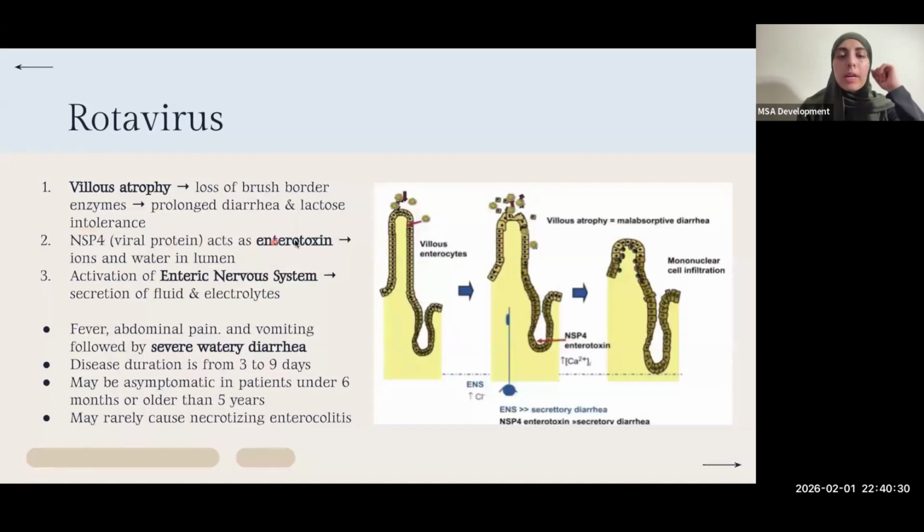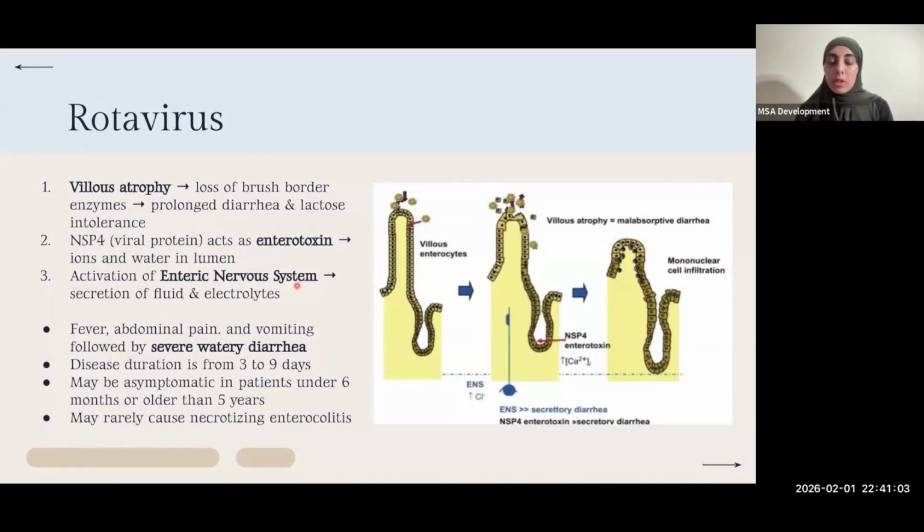You also have an enterotoxin that the virus produces. It has this specific protein that acts as an enterotoxin, leading to ions and water going into the lumen. Remember, anytime you see enterotoxin, just think of ions and water going into the lumen, okay? And you also have a third thing, which is activation of the enteric nervous system, leading to secretion of fluid and electrolytes. So rotavirus has villus atrophy, enterotoxin, and activation of the enteric nervous system.